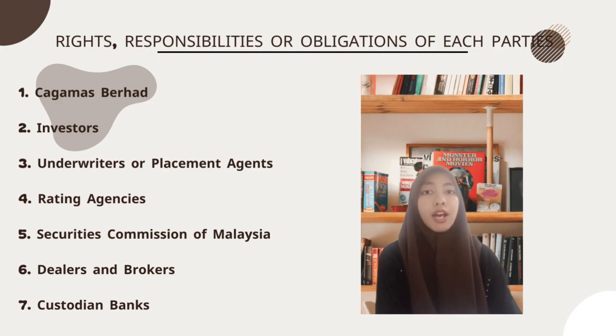Third party are underwriter or placement agents. They got responsibility to provide accurate and complete information about the commercial papers to potential investor. Obligation to follow the guidelines and regulations set by the Securities Commission of Malaysia for underwriting or placement activities. Responsibility to ensure fair and equitable distribution of the commercial papers among investors. Obligation to disclose any conflicts of interest that may arise in the underwriting or placement process.